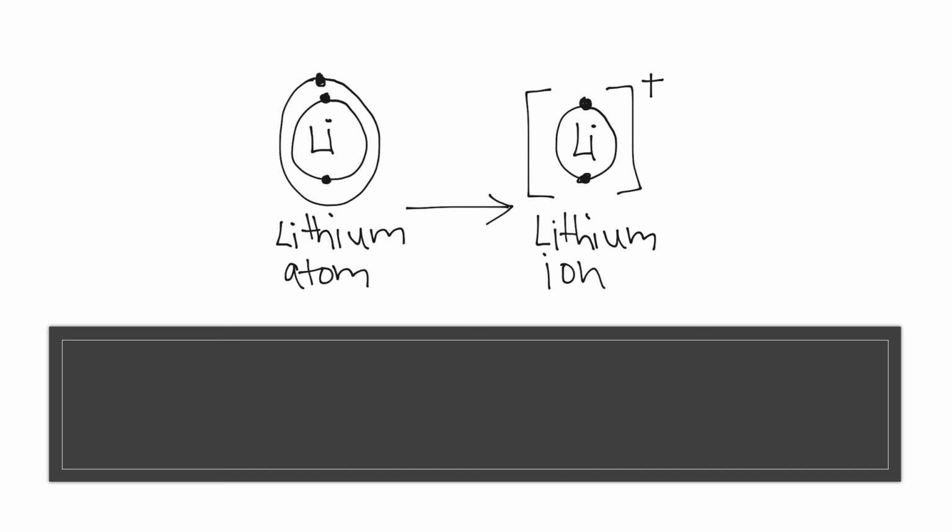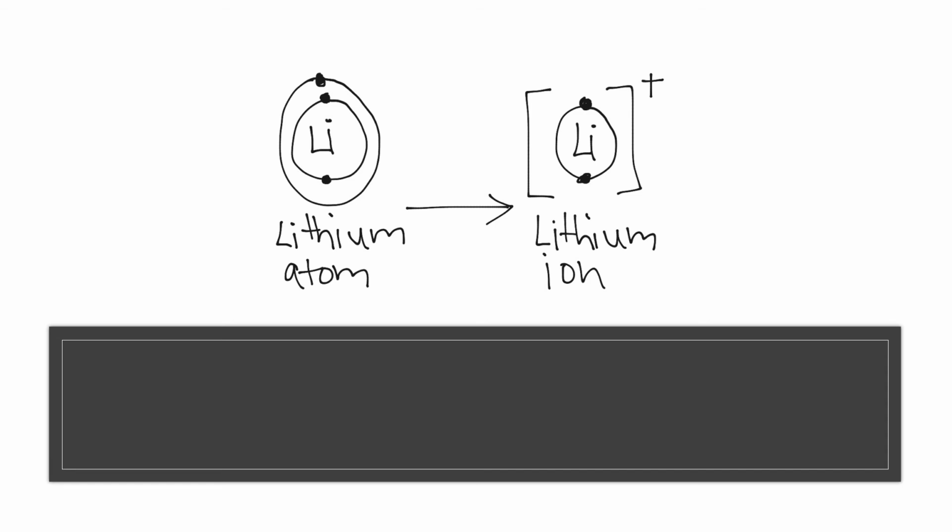The last thing then we've been asked for is the half equation. Now, a half equation is just looking at this lithium atom. We're looking at the thing in question, and we're seeing what happens to that individual atom. And what has happened here, as you can see in the diagram, is we've started off with a total of 3 electrons, 2 in the first shell, 1 in the outer shell.